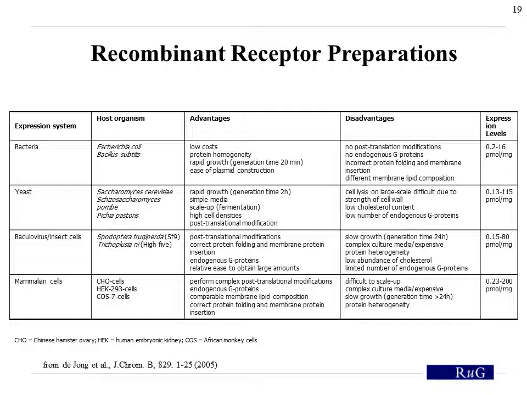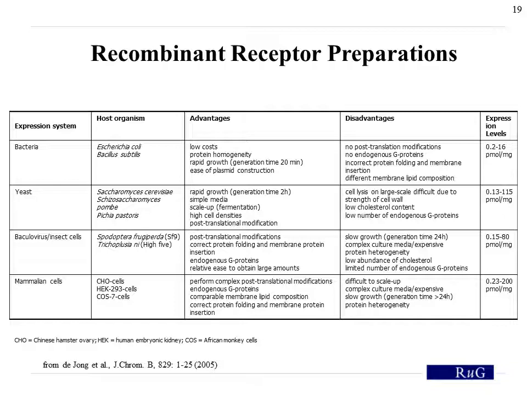Advantages are obviously the low cost of growing bacteria, the protein homogeneity that can be achieved, the rapid growth with a generation time of 20 minutes, and the ease of plasmid construction. Bacteria like E. coli are thus preferred expression hosts, but often they are not appropriate to express mammalian receptors.